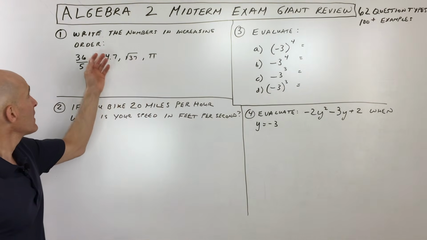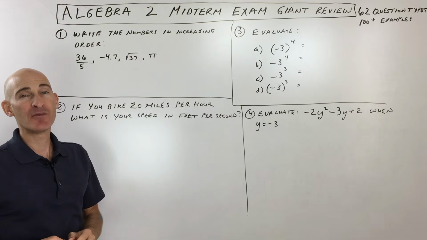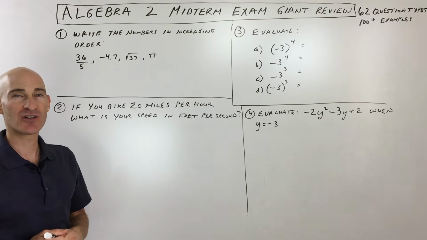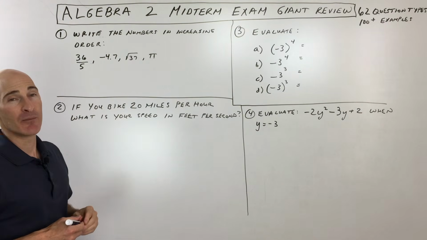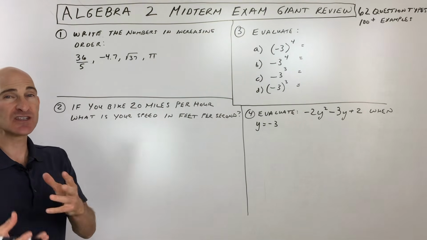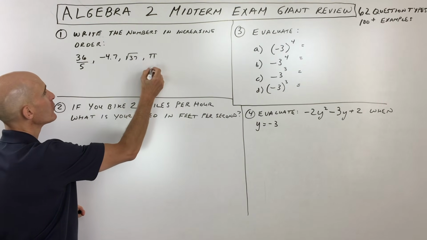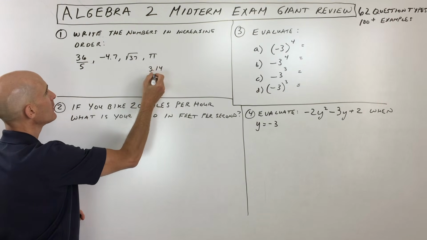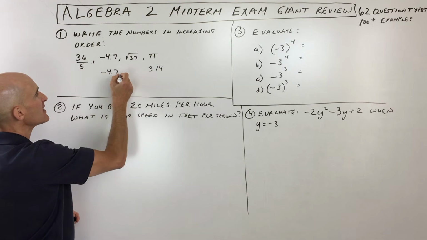Question number 1, it says write the numbers in increasing order. This is a typical problem that you see on a first semester exam. And basically the key to this problem, in my opinion, to make it easier, is to convert these into decimals. This makes it easier for you to compare them. So I'm just going to convert these into decimals. We know that pi is 3.14, so I'm just going to put it right below it. We know that negative 4.7 is already a decimal.